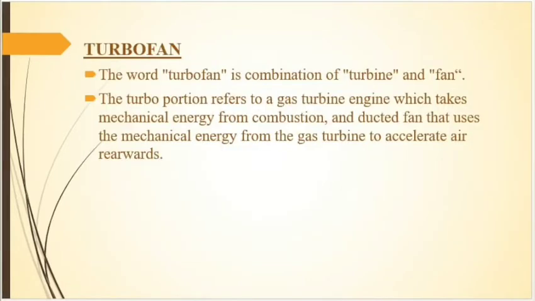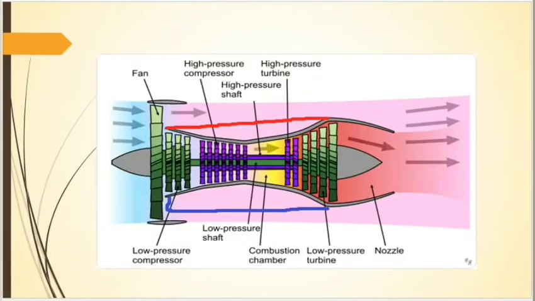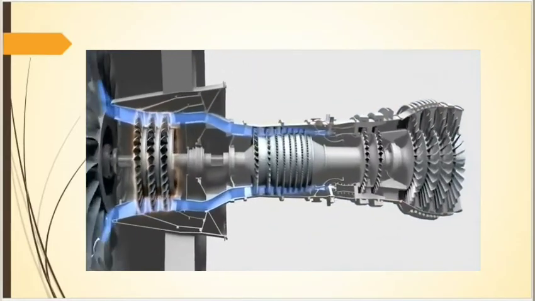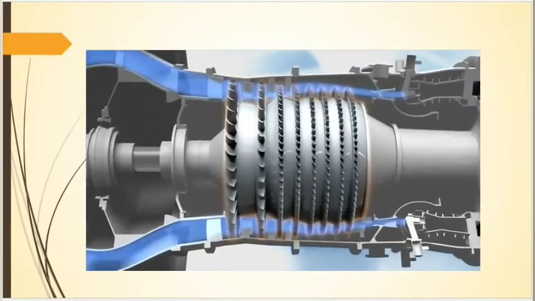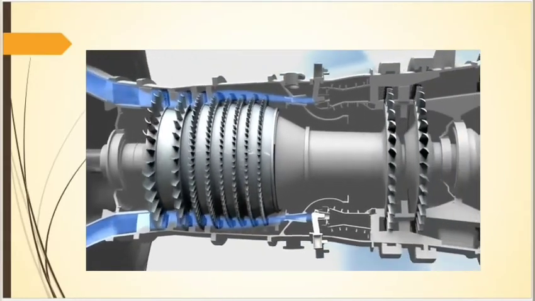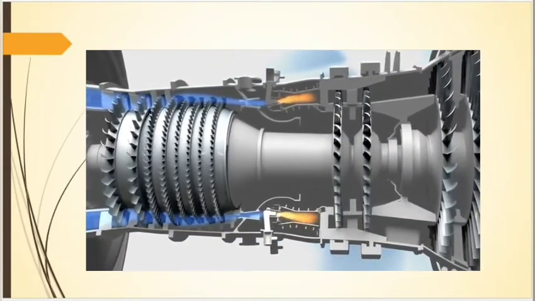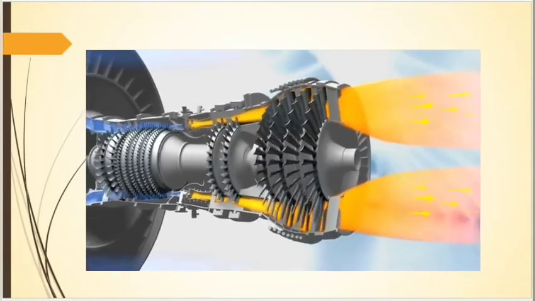Next comes the turbofan. The word turbofan is a combination of turbine and fan. The turbo portion refers to a gas turbine engine which takes mechanical energy from combustion, and a ducted fan that uses the mechanical energy from the gas turbine to accelerate air rearwards. This is the turbofan.